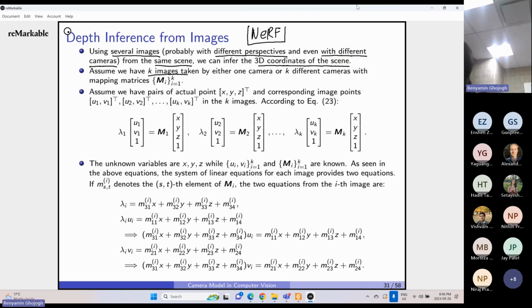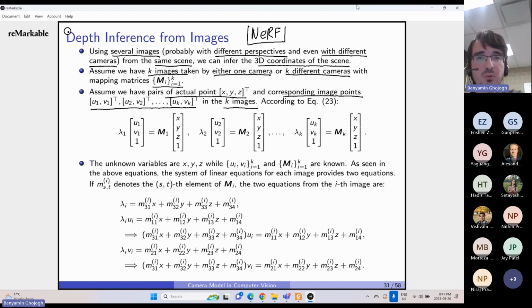Okay, that's interesting. So assume we have K images taken by either one camera or K different cameras. Then we have K mapping matrices, right? Assume we have pairs of actual points x, y, z and corresponding image points u1, v1, u2, v2, and uk, vk of K images. So here I have one actual point, and for each actual point x, y, z, I have K (ui, vi). I have K pixel points in the K different images.